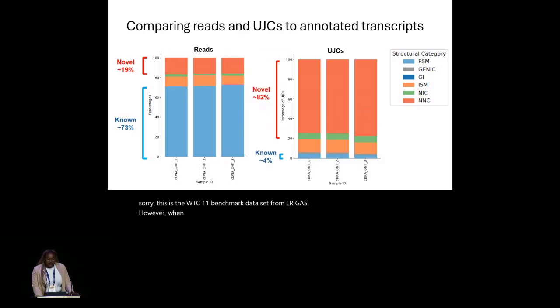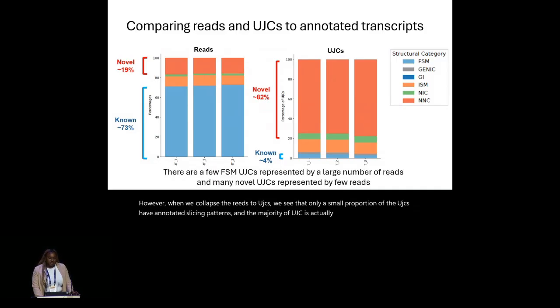However, when we collapse the reads to UJCs, we see that only a small proportion of the UJCs have annotated splicing patterns, and the majority of UJCs actually show novel splicing patterns. This is because, in general, there are a small set of full splice match UJCs represented by a large proportion of the reads, and there are many novel UJCs that are represented by few reads, and in many cases, by only one read.